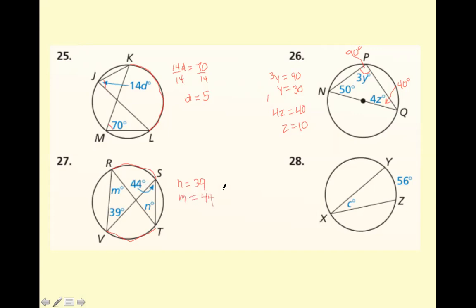If I look at number 28, it's just a pretty straightforward inscribed angle. I know it intercepts an arc that's 56 degrees, which means angle C has to be half of that. So C is equal to 56 divided by 2. That means that C is 28 degrees.